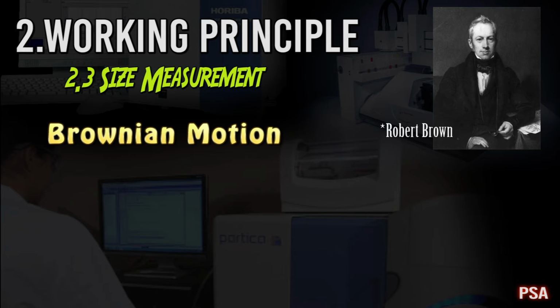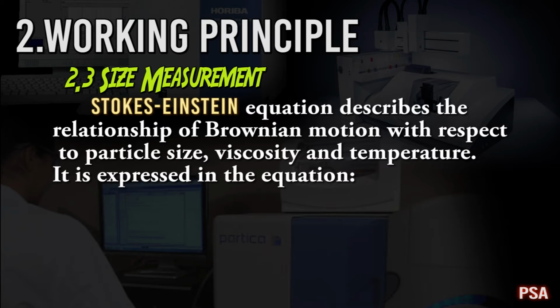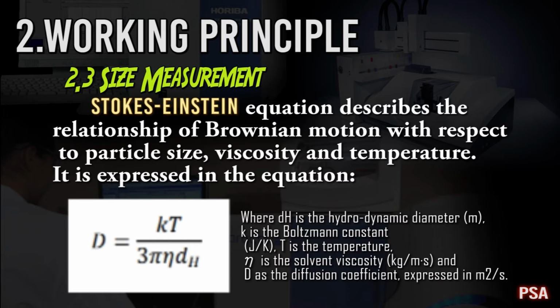Brownian motion, or the diffusion of particles, is inversely proportional to particle size, whereas large particles move slowly, while smaller particles diffuse faster. Also, temperature and viscosity of the medium can affect Brownian motion, where higher temperature causes faster movement and higher viscosity reduces movement. The Stokes-Einstein equation describes the relationship of this Brownian motion with respect to particle size, viscosity, and temperature.